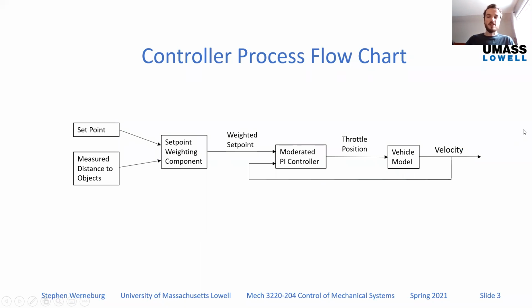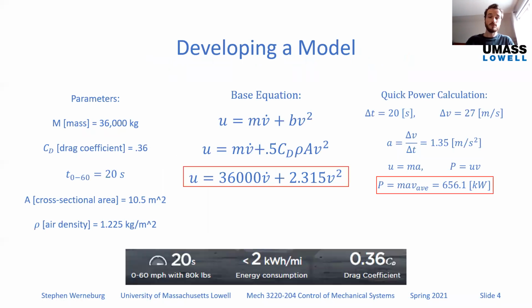So the flow chart of my controller flows left to right, but I have to build it right to left. So I have to make a vehicle model where the throttle position is controlled by the PI controller, which has the moderation component I was talking about. And then a set point would be fed into that PI controller by the set point weighting component, which takes the given set point and the distance to an object in front of you and comes up with a set point to feed to the PI controller.